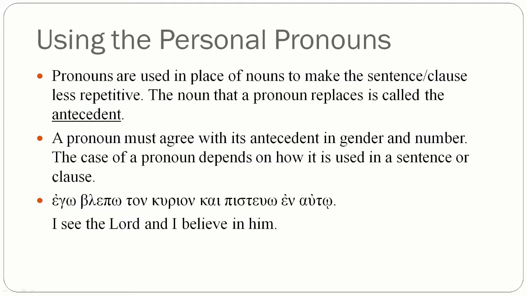That is called the antecedent. Antecedent means something that comes before. And so that is simply the name of the noun that the pronoun replaces. Now, the relationship between a pronoun and its antecedent can be a little bit complicated. As we saw with adjectives, adjectives must agree with their related nouns in gender, number, and case. If the noun is dative, feminine, plural, the adjective then must be dative, feminine, and plural.